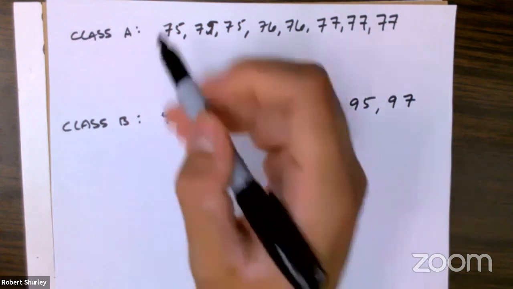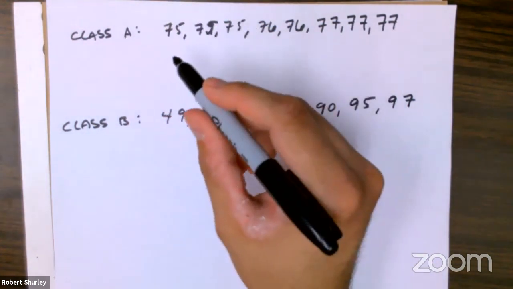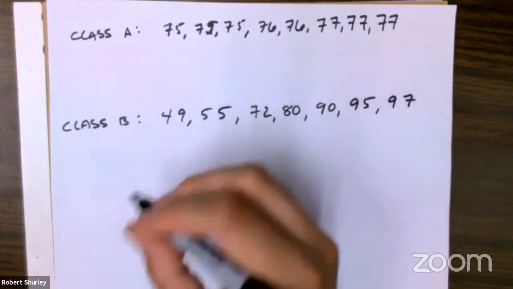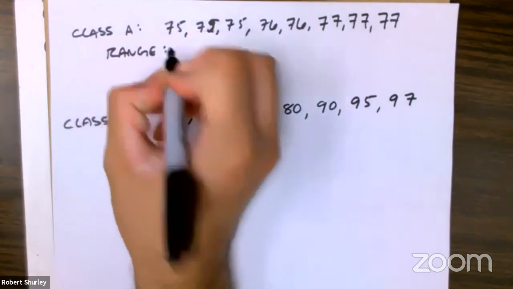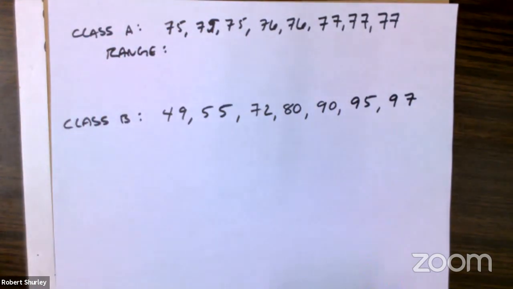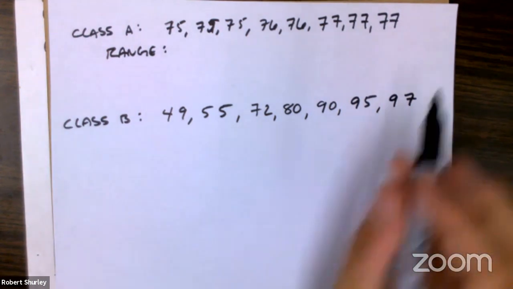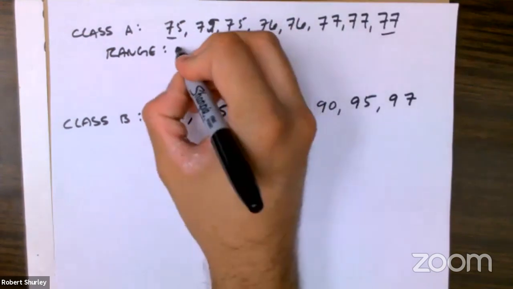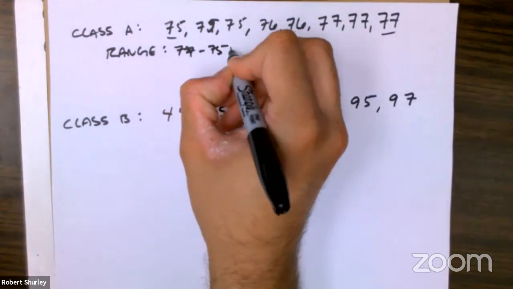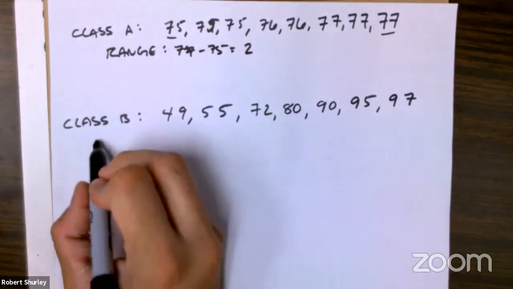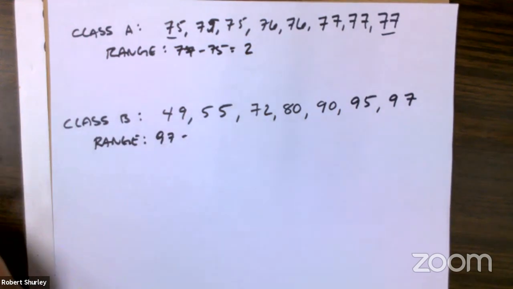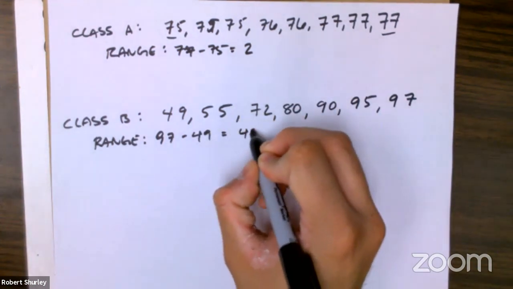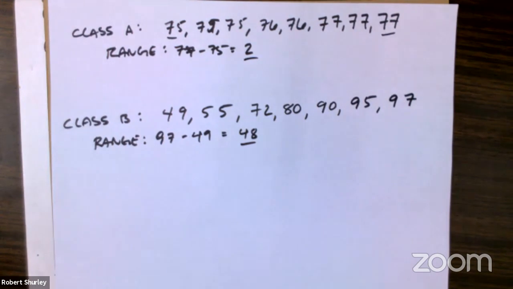This class has what we call a very tight range. Your range is the very first thing your book talks about. Range is just the maximum minus the minimum. It's the most basic measure of spread. You just take the top score minus the bottom score. So 77 minus 75, we wind up with 2, right? The range of this bottom class, though, is 97 minus 49. Yes, I am using a calculator, which is 48. This is a huge difference in the range.